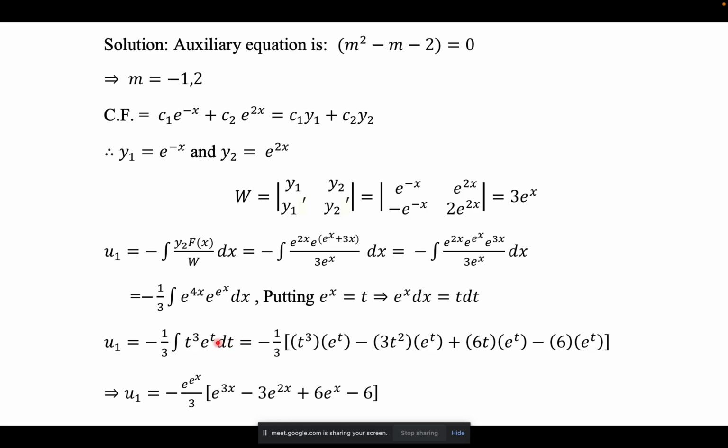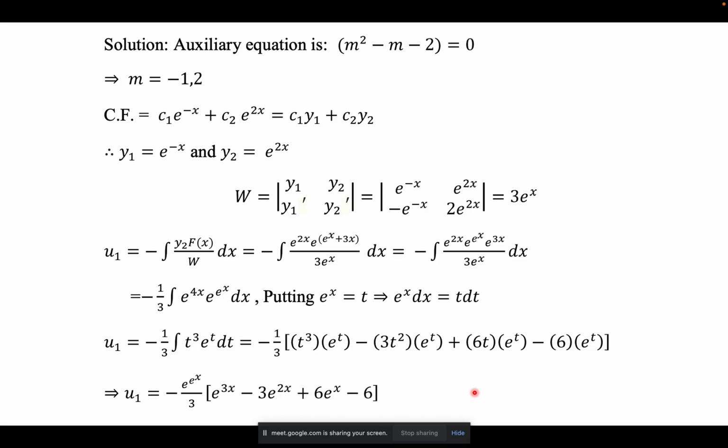What you need to do is just apply integration by parts 3 times in order to solve this integral. So here I have directly written what the answer to this integral will be, but I urge you all to go through and solve this integral. It's very easy actually. So from here you can write it as minus 1 by 3 t cube e power t minus 3t square e power t plus 60 times e power t minus 60t, right?